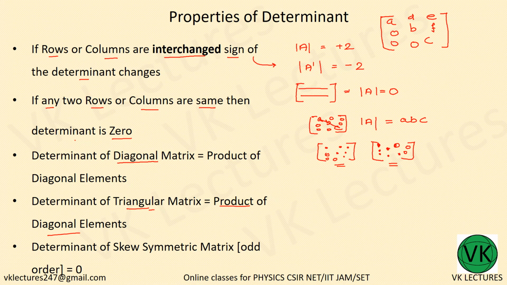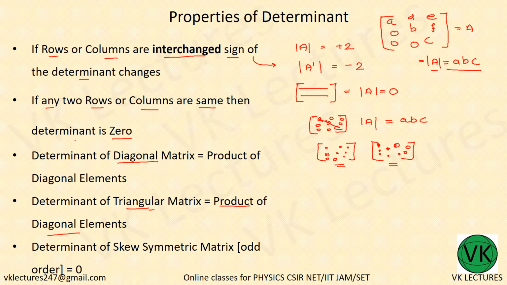So in this case, for example, this is A, and the determinant of A will be equal to ABC. Okay, so that is what is called a triangular matrix. For a triangular matrix, determinant of A equals ABC.